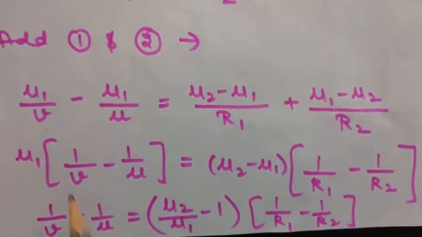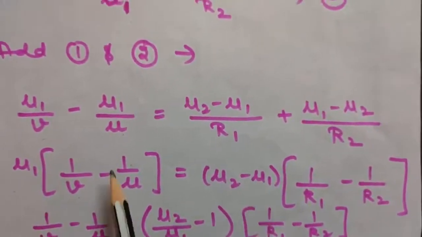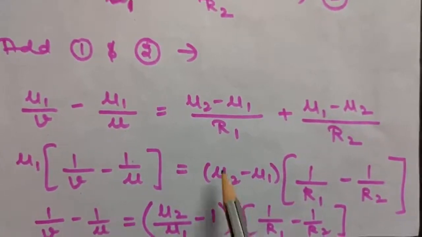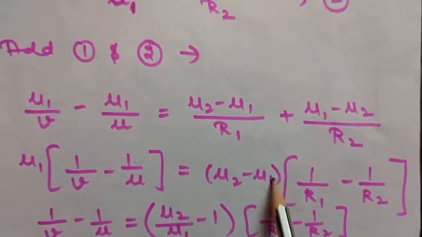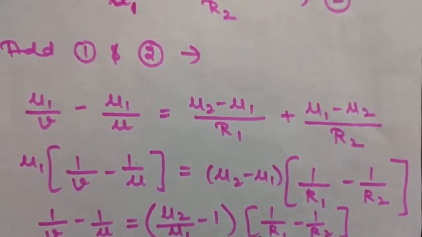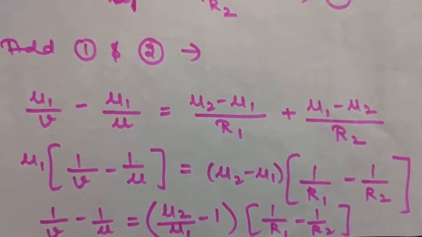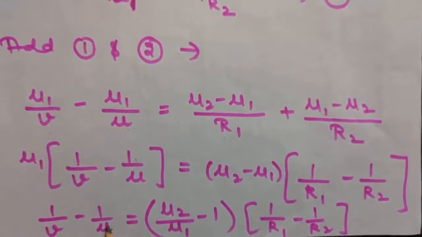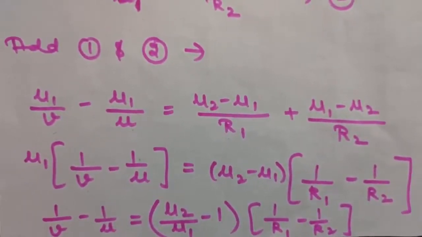Okay. Now, if I take mu1 from left hand side to right hand side, so this equation will become 1 upon v minus 1 upon u is equals to, mu1 will be divided here. So this will be mu2 upon mu1 minus mu1 upon mu1 will be 1 into 1 upon r1 minus 1 upon r2. Now in lens formula you have studied 1 upon v minus 1 upon u is nothing but 1 upon f. So put that value here.